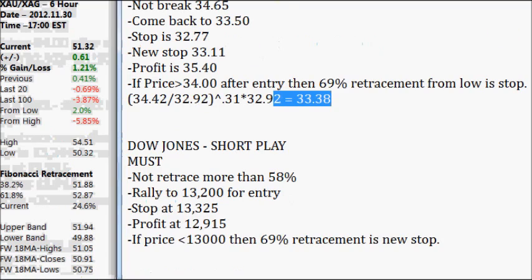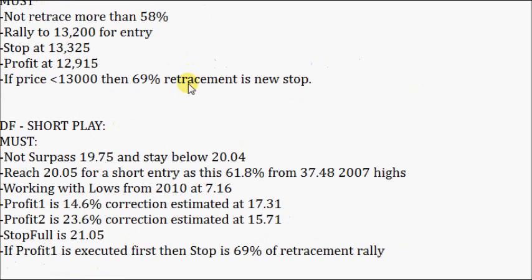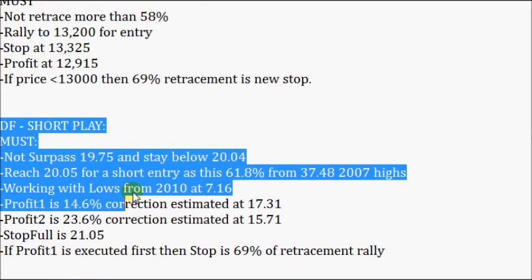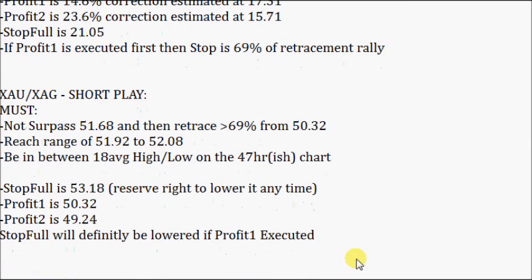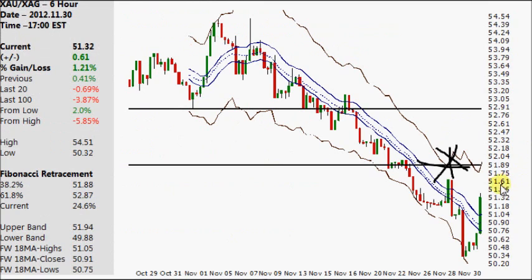let's just bring them in. Okay, so we have the Dean Foods, which it's probably going to be a while if it does get executed. Okay, so here we go. This is the must. It must not surpass 51.68 and then retrace 69% from 50.32. So what does that mean? It cannot go past here and then go way down here. That's pretty much all that means.